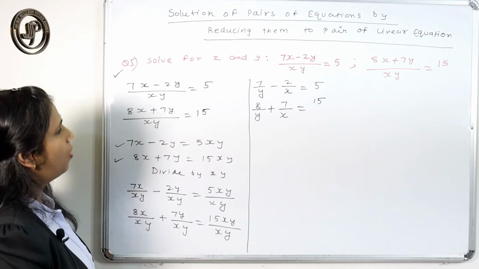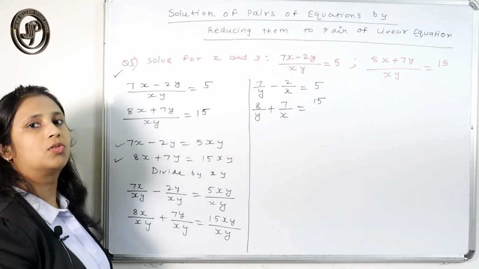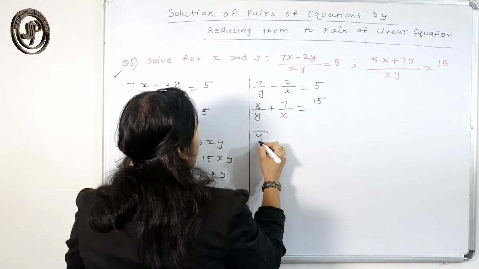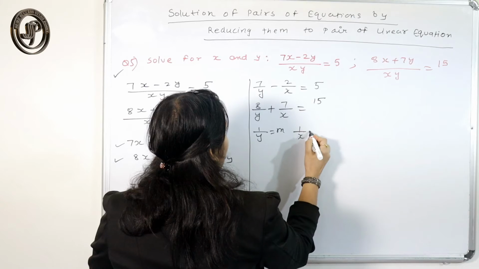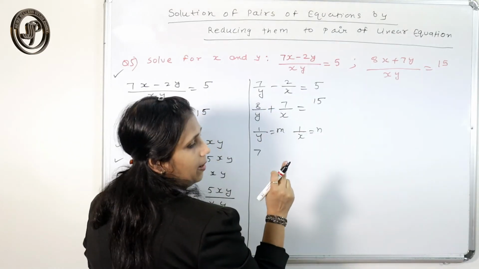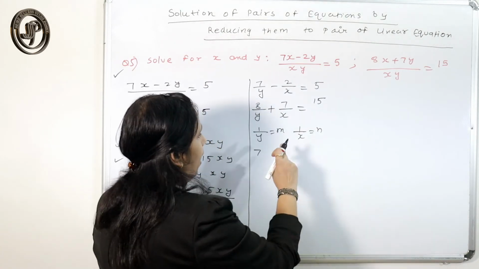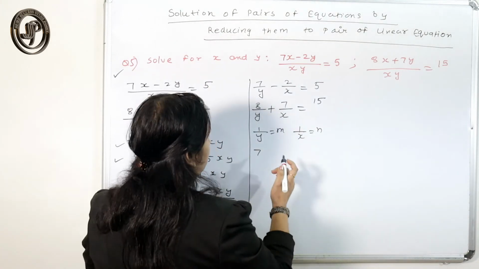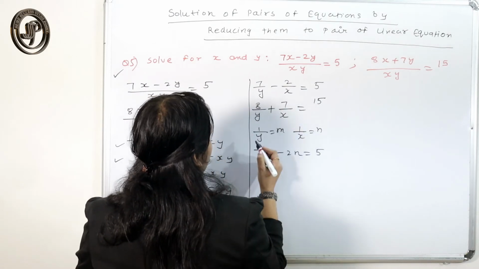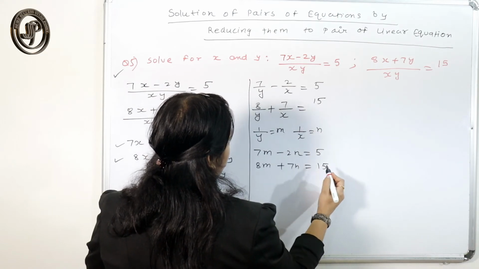Okay. Now your question becomes very simple. You can substitute 1 by y as m and 1 by x as n, that is up to you. So if I suppose 1 by y as m and 1 upon x as n, then remember, when you are going to resubstitute, you have to put the value of m and relate m with x only. So here m minus 2n is equal to 5, here 8m plus 7n is equal to 15.